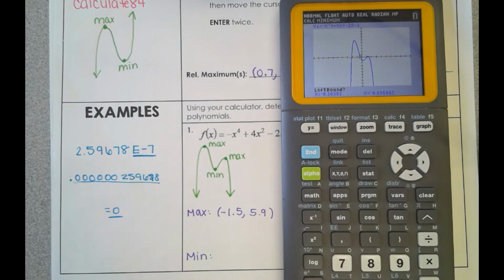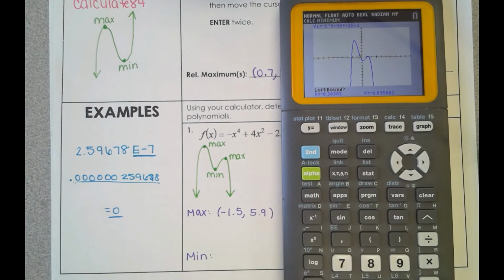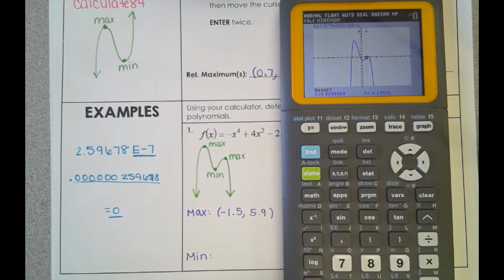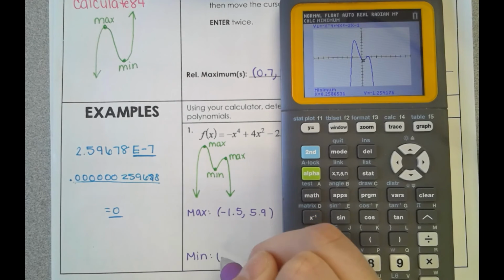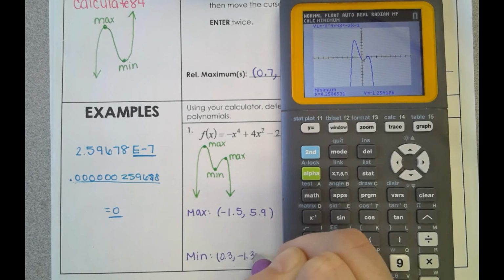I've got to be just a little bit to the left. So notice how my blinking cursor is to the left of that minimum. Enter. Now I got to move it to the right just a little bit. We definitely don't want to go over that next hill. That might mess us up. Hit enter and hit enter again. And it gives us 0.3, negative 1.3.